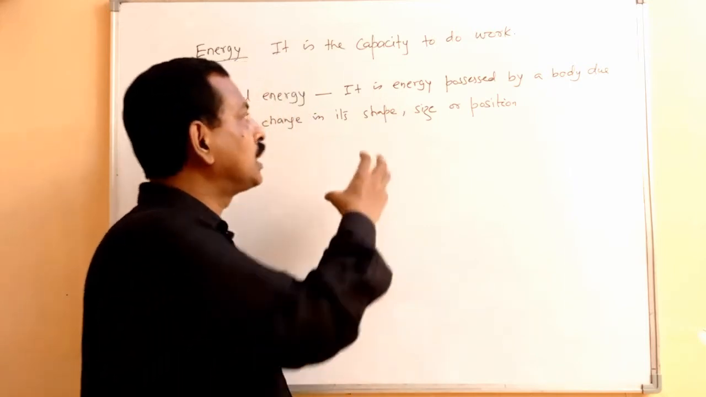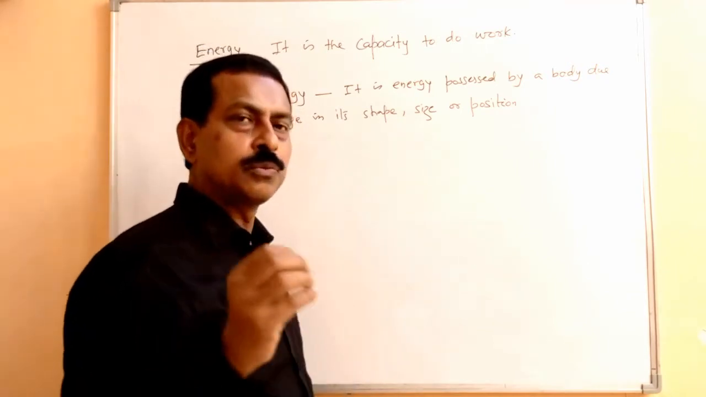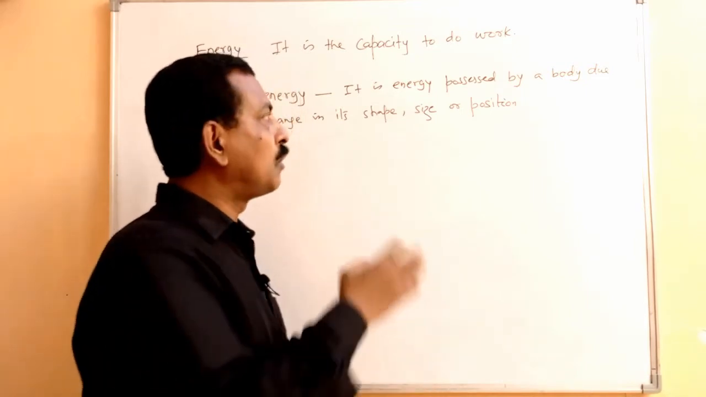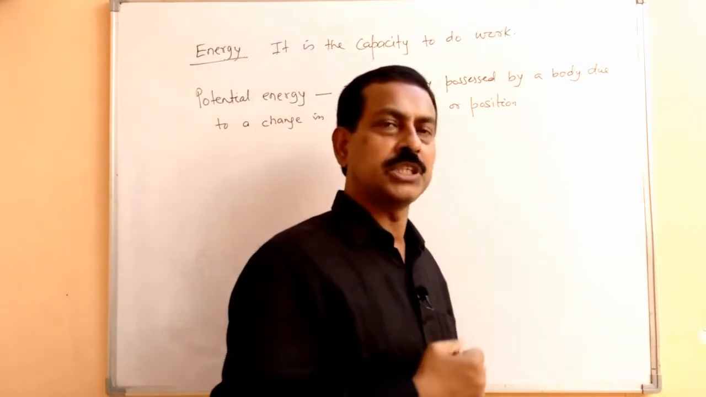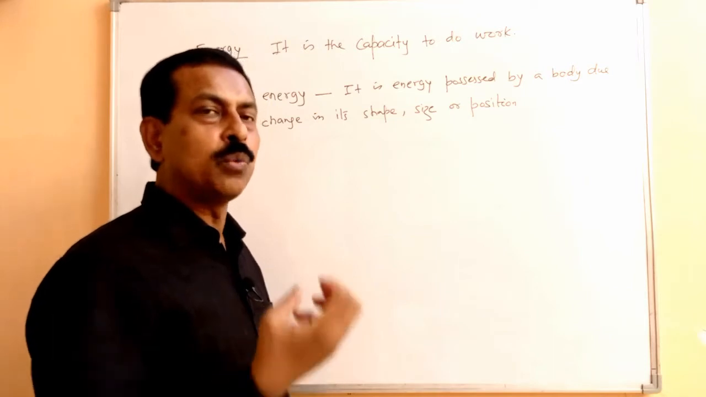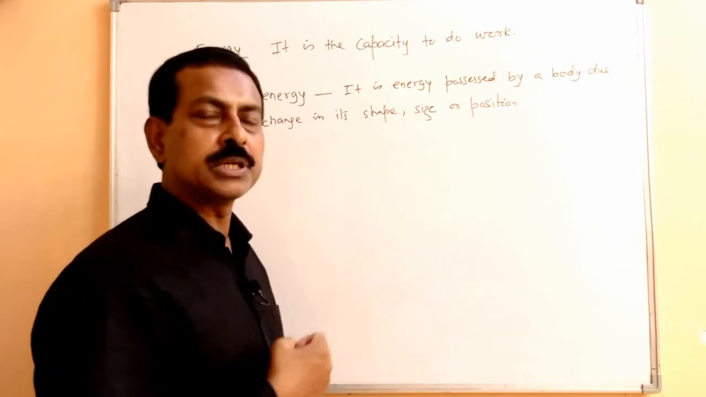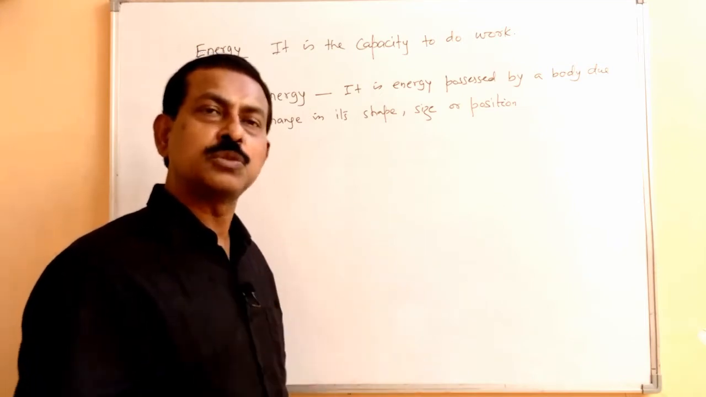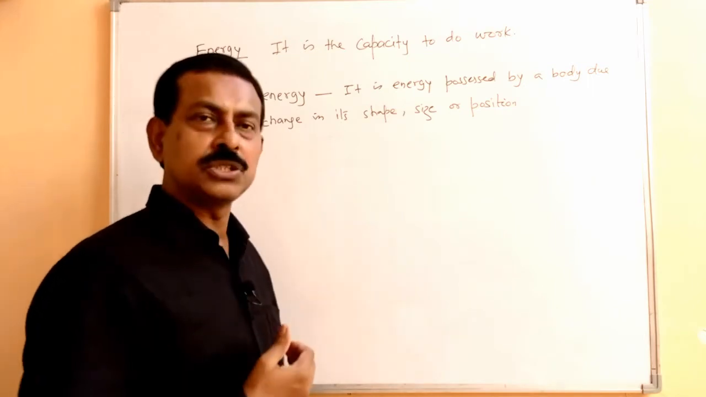We'll see what the different types of potential energy stored in a body are. Of course, in this particular topic, we'll concentrate more on the change in position. And of course, one or two examples we'll take where there is a change in shape or size. Like you have a spring, you are stretching or compressing the spring, then you are doing work. And whatever work is done will be stored as its potential energy. So we'll try to derive expressions for the potential energy of the system.